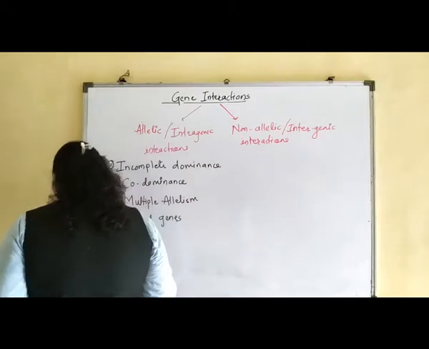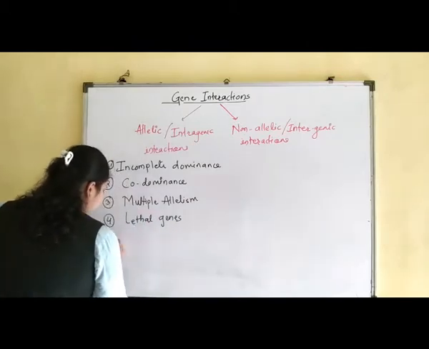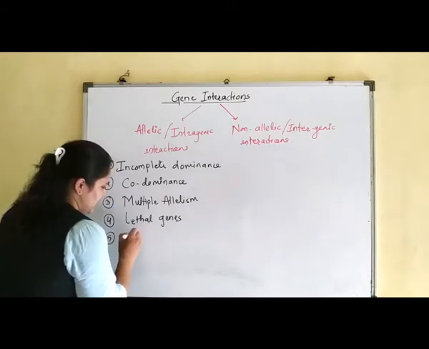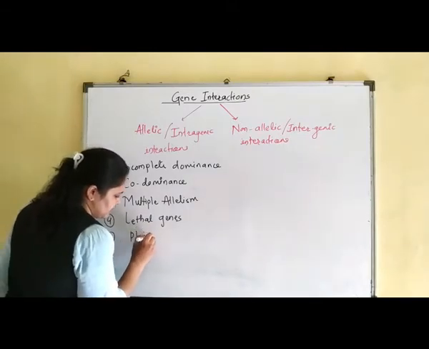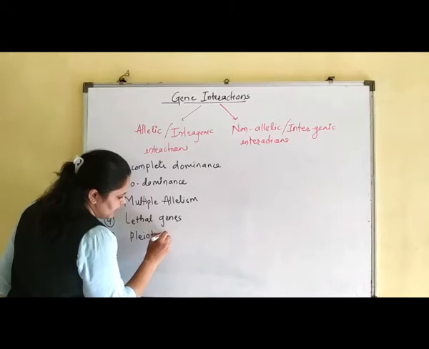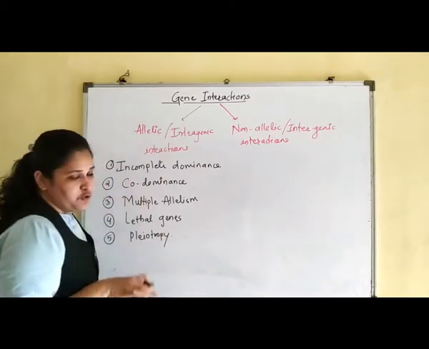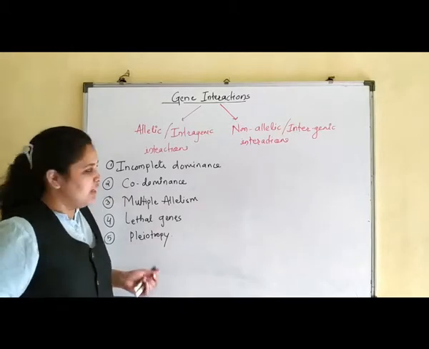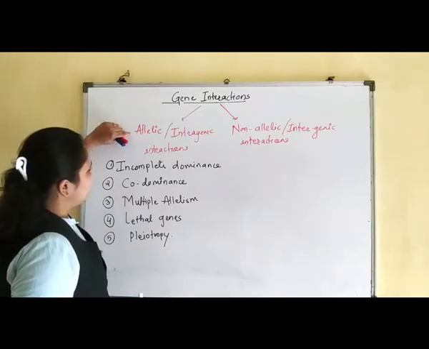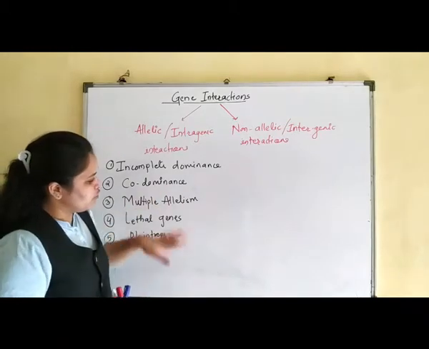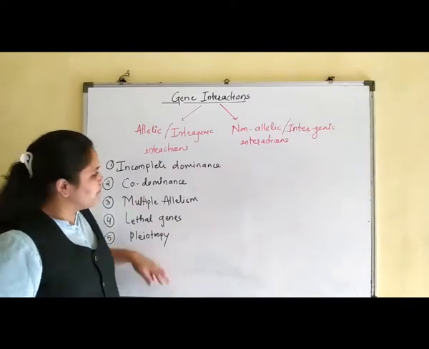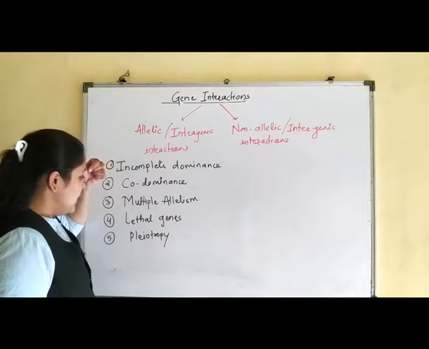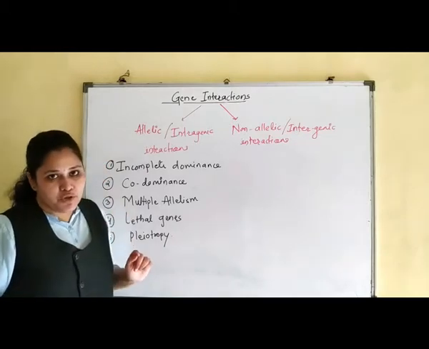Okay. The fourth one, lethal gene. And the fifth concept we are going to study under intragenic interaction, that is pleiotropy. All these are exceptions of Mendel's laws. So wherever that point comes, I will explain it. Under allelic or intragenic interactions, we are going to study these five concepts: incomplete dominance, codominance, multiple allelism, lethal gene, as well as pleiotropy.